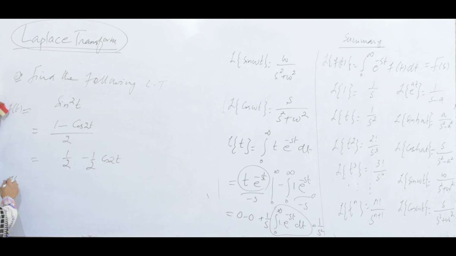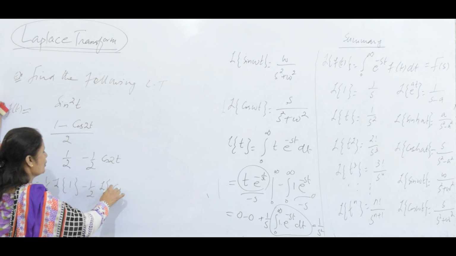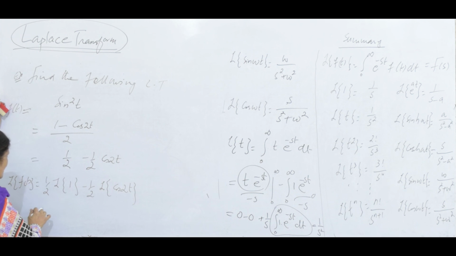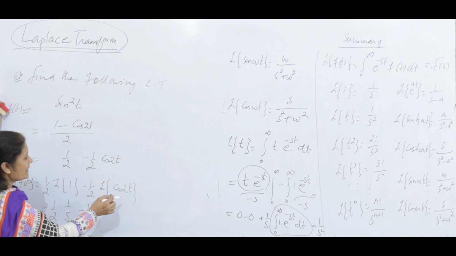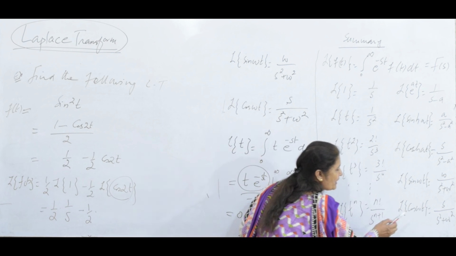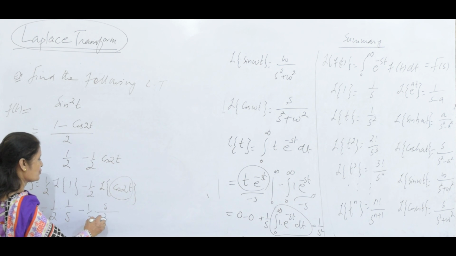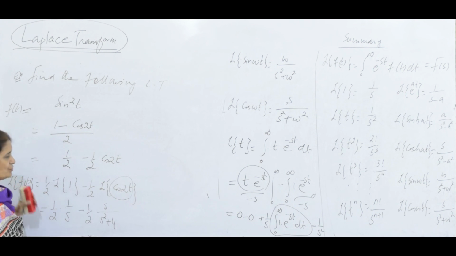Now taking the Laplace transform, once you simplify it into the simpler function: half is outside, minus half is outside, Laplace of cos 2t. Laplace of 1 is 1 over s, minus half times the Laplace of cos 2t. Cos 2t means cos omega t, where omega is 2 this time. So this is s over s square plus 4. This is going to be the Laplace transform.